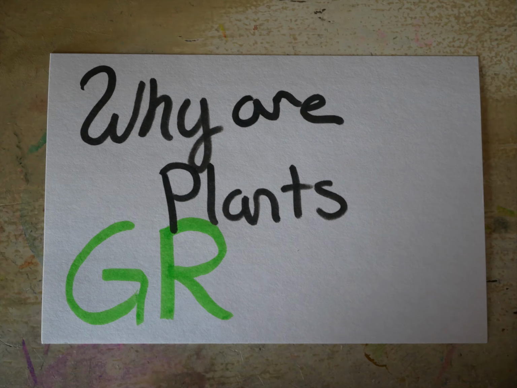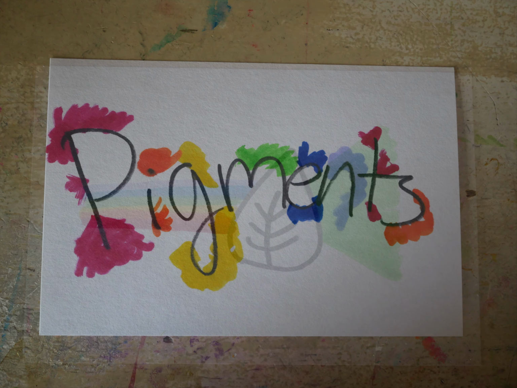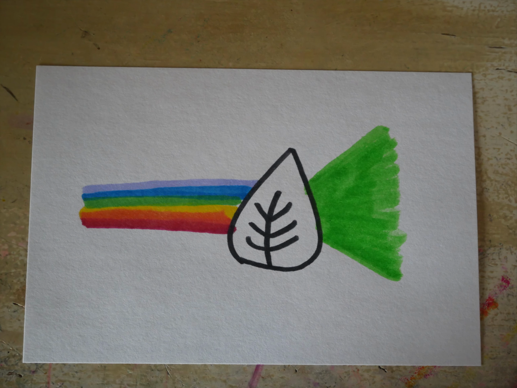But let's go over something really quick. Have you ever wondered, why are plants green? Well, mostly due to something called pigments. Pigments are the way that we see color, and plants are really good at absorbing most colors, except for green. They're really good at reflecting green, but not absorbing.